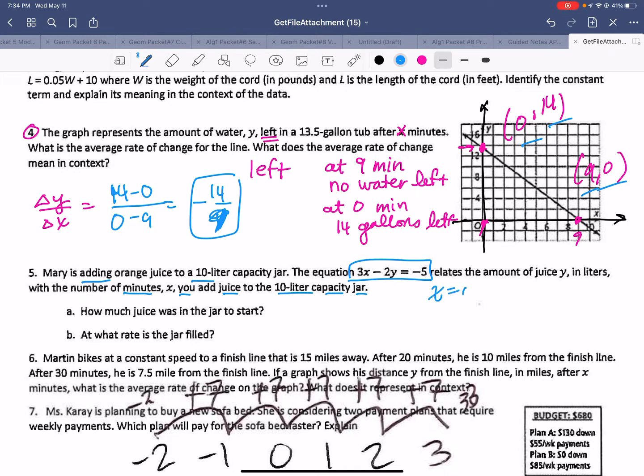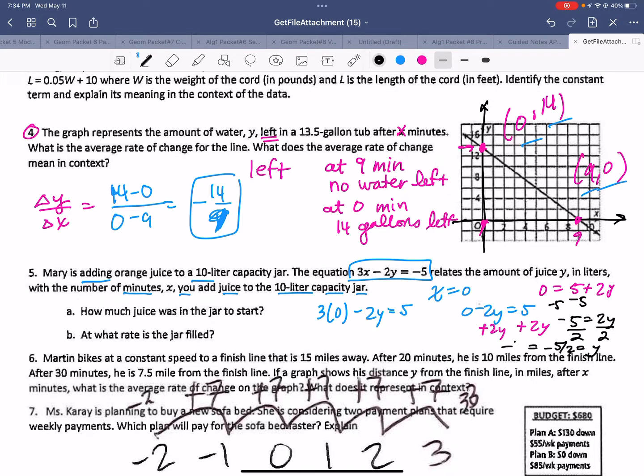So that means at time 0. So when we put 0 here, we get 0 minus 2y equals 5. So if we do a little computation, we get 0 is equal to 5 plus 2y. So we must subtract 5 on both sides. And we get negative 5 halves, or negative 2.5. So it seems odd, but that's what I get here, that how much juice is to start. I get a negative amount of juice.